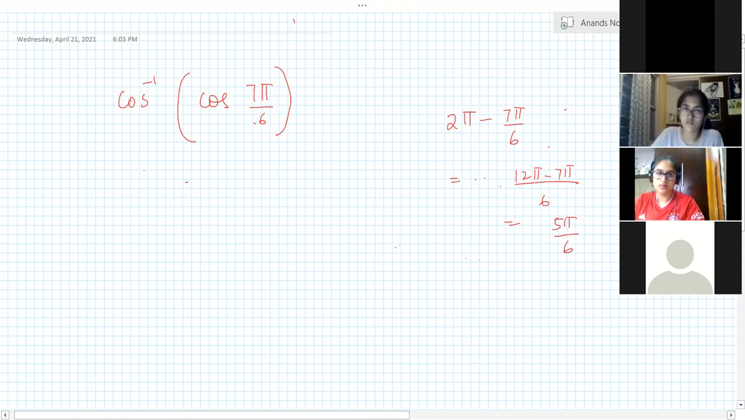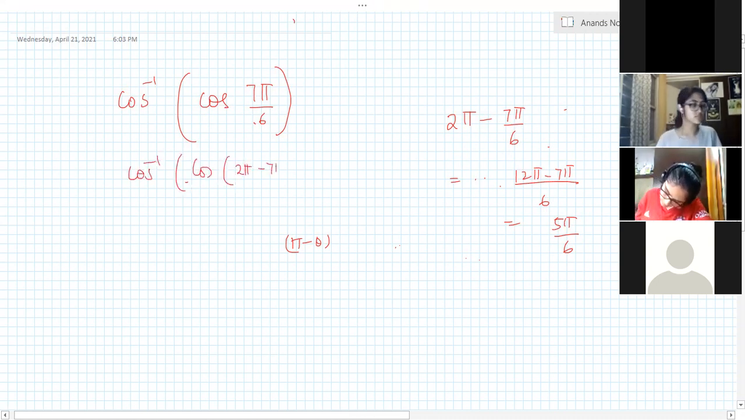Correct, no? So in the case of sine, we will say pi minus theta. In the case of cos, we will do 2 pi minus theta. So this will be cos inverse of cos of 2 pi minus 7 pi by 6. When we do that, we are not changing anything, because cos of 360 minus theta, sine of 360 minus theta, tan of 360 minus theta, everything is going to be theta itself. But by doing this, we are going to get an angle which will fall within the definition.